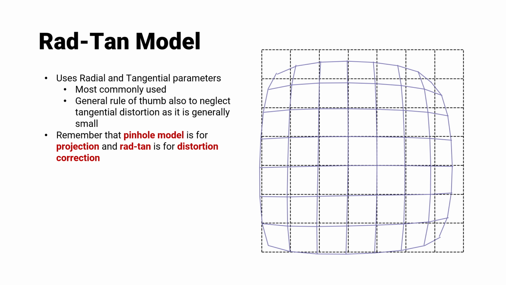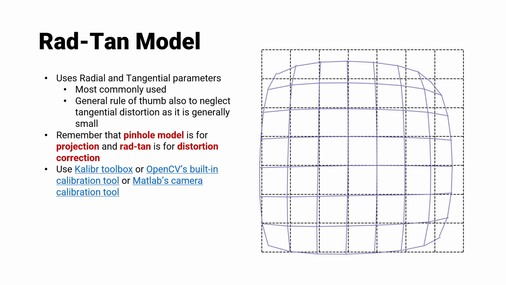To do this, you generally don't have to write your own code. You can use something like ETH Zurich's Kalibr Toolbox, or OpenCV's built-in calibration tool, or MATLAB's camera calibration tool. This is all great, but what are the issues with a model like this?